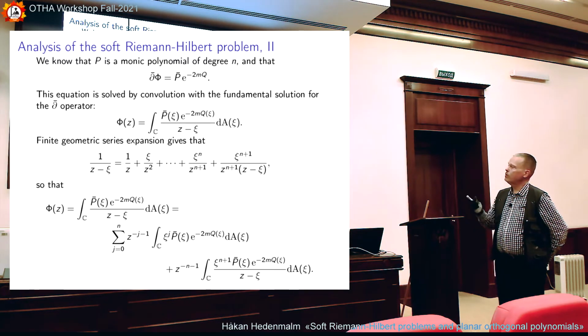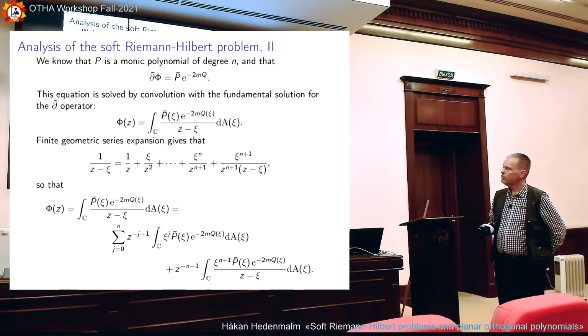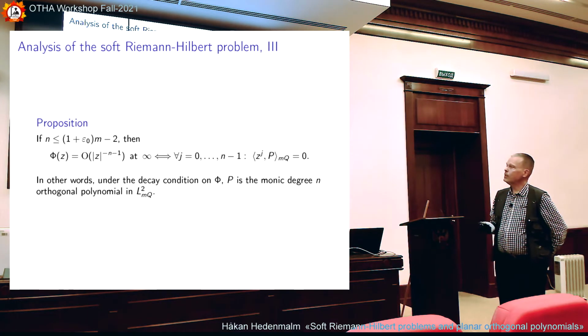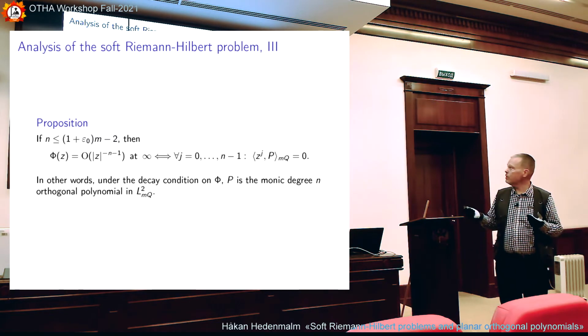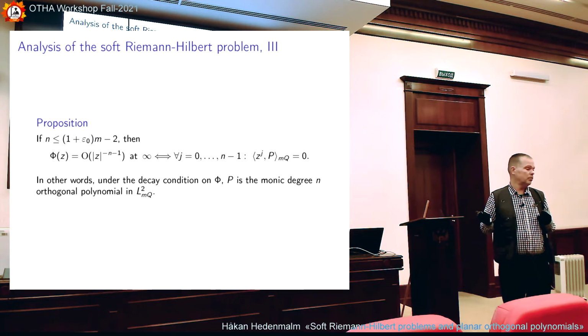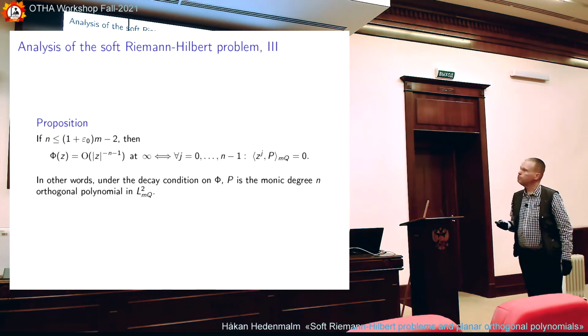Notice here that first we have coefficients divided by z to powers, and then there's a remainder term. Now, using that expansion, you can see that the rapid decay means that all those coefficients have to vanish. And so you get the orthogonality to lower degree polynomials. Okay.